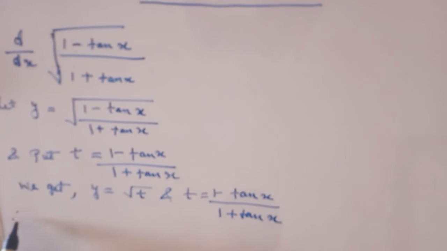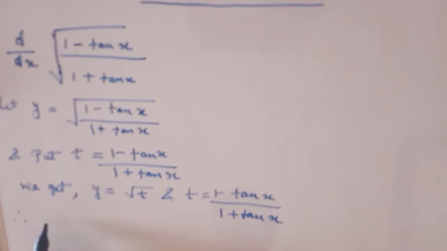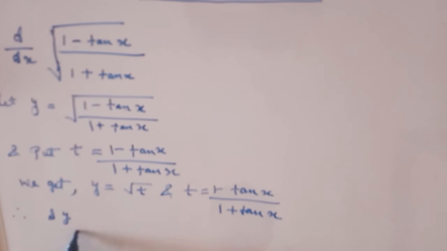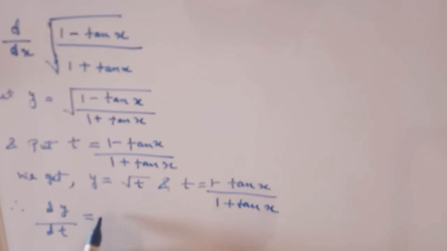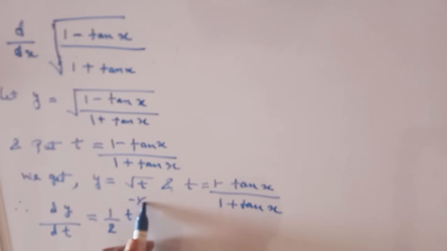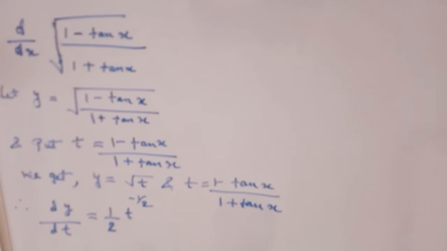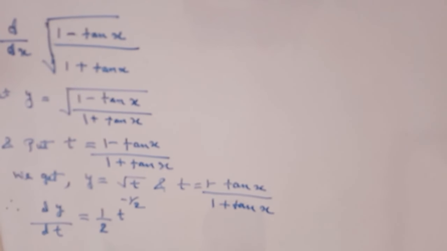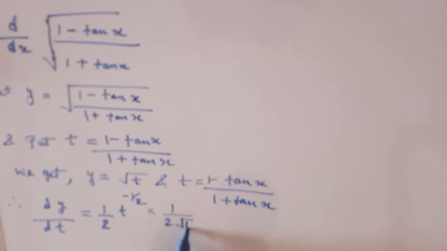Now we have to find dy upon dt first. So first dy upon dt. Okay, so it will be 1 by 2 t to the power minus 1 by 2, according to the formula d by dx of x to the power n equals n x to the power n minus 1. Okay, now it will be 1 upon 2 root t.